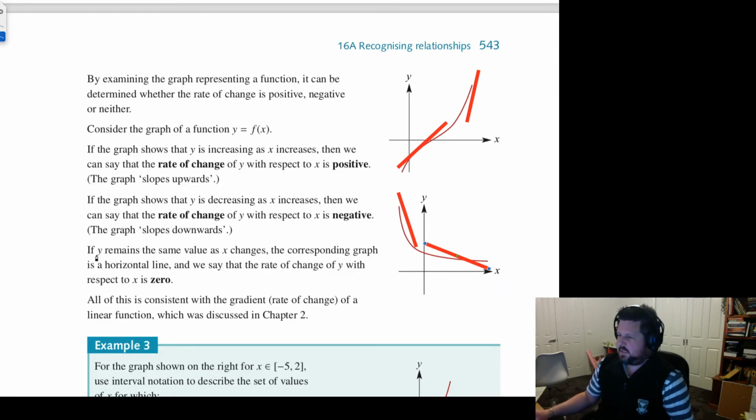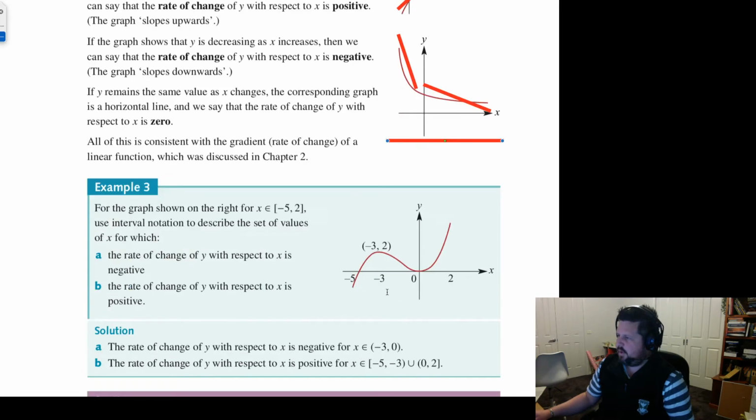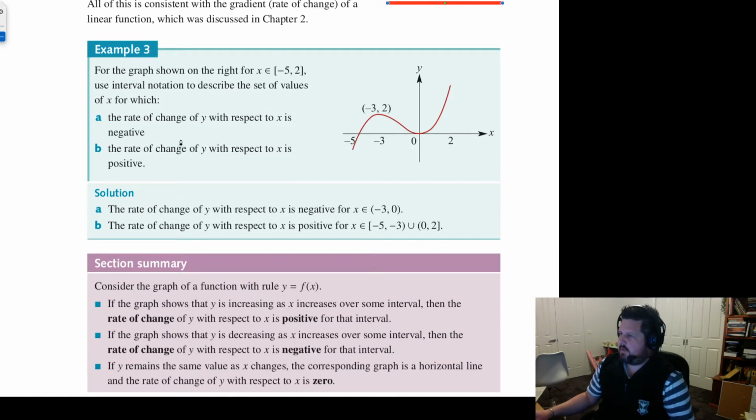It says if y remains the same value as x changes, the corresponding graph is a horizontal line. And we say that the rate of change of y with respect to x is 0. So again, if you had the horizontal line, it hasn't got a positive gradient, it hasn't got a negative gradient. As we say, the rate of change of y with respect to x is 0. All of this is consistent with the gradient or the rate of change of a linear function, which we've spoken about before.